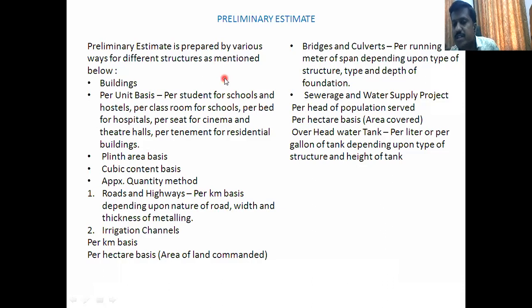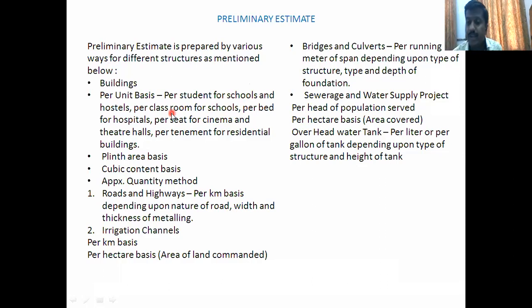ज्याला service unit method असं म्हटलं जातं. ठीक आहे. Do you know where the service unit method or per unit basis is applicable? For example, per student for schools and hotels, per classroom for schools, per bed for hospitals, per seat for cinemas, that is in theaters, or per tenement for residential buildings. This method we call the service unit method, per unit basis. Please remember everyone, this method is called the service unit method.